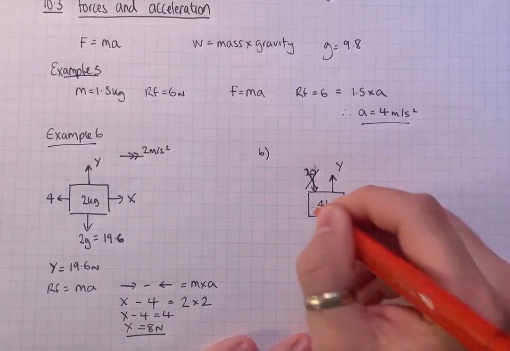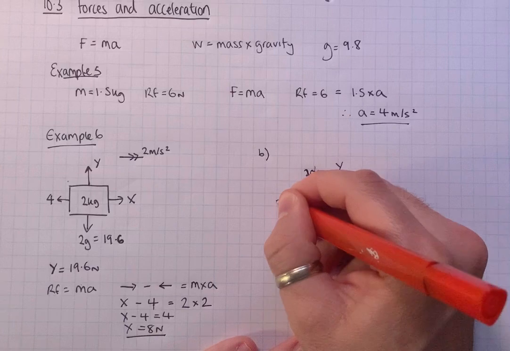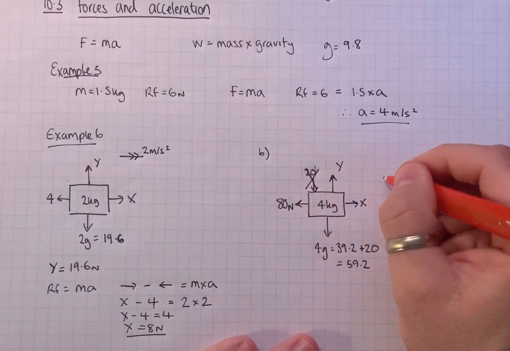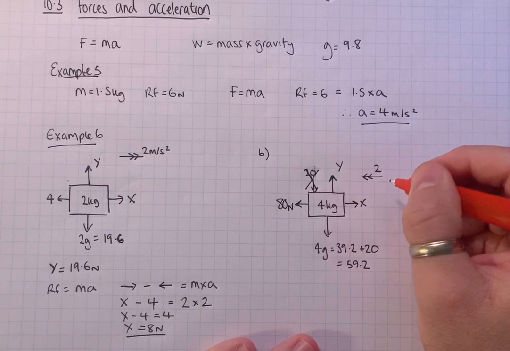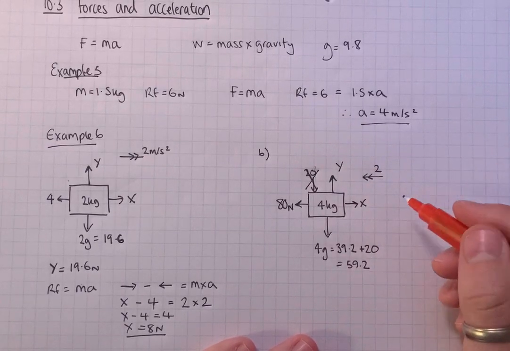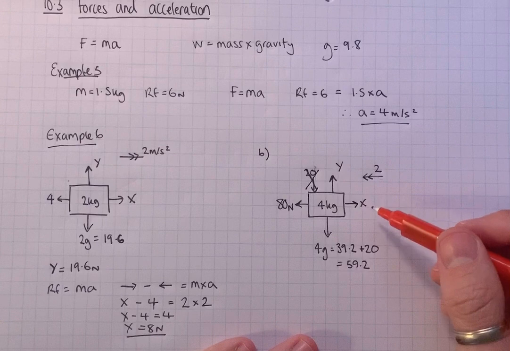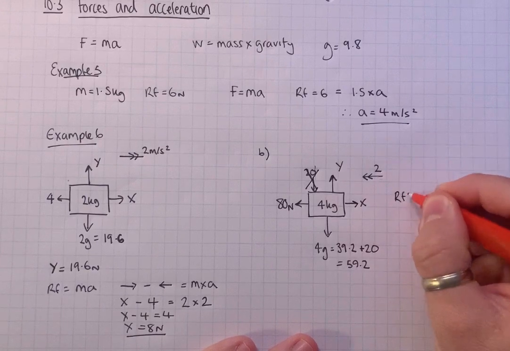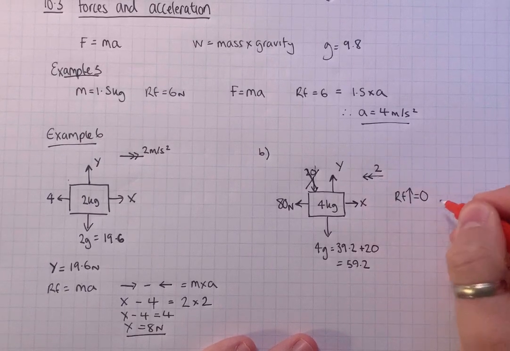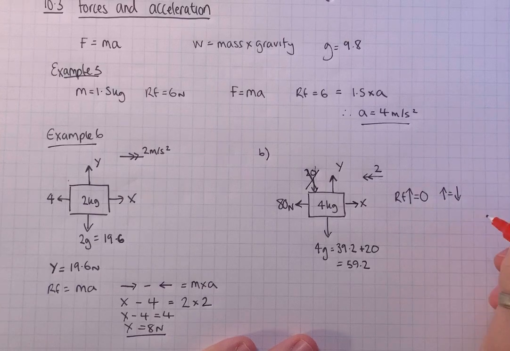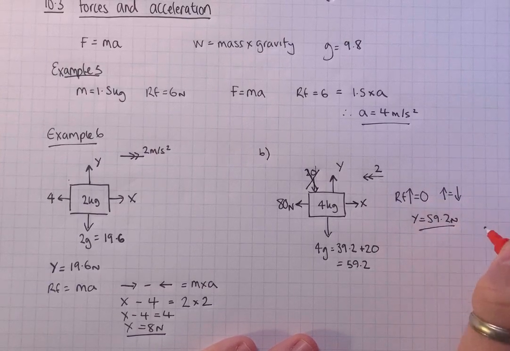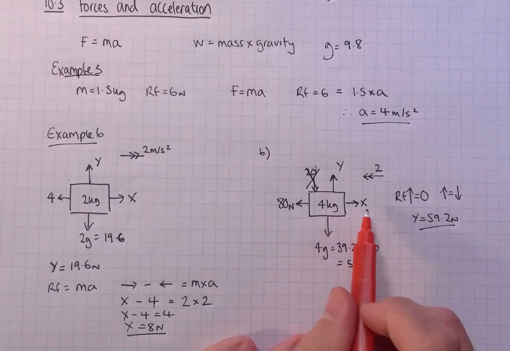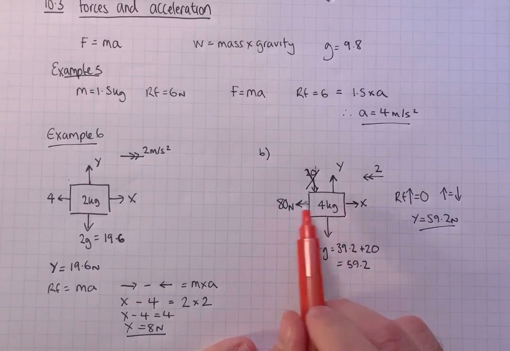Force to the right, x. Force to the left, 80. This time though, it's accelerating to the left at a rate of 2 meters per second squared. Again, there's no vertical acceleration, so the resultant force vertically is 0. It's in equilibrium, which means all the forces up must equal all the forces down, so y equals 59.2 newtons. Horizontally, x must be less than 80.